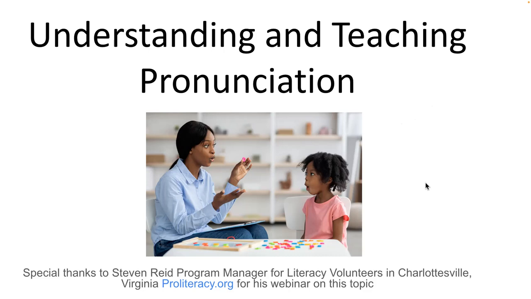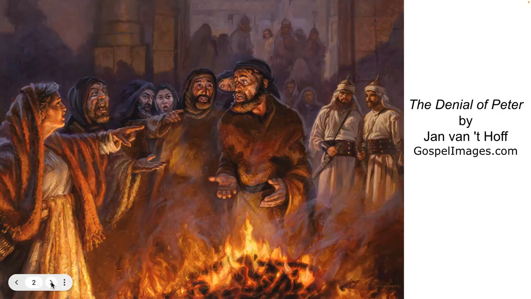And that's one of the techniques we're going to be talking about doing today, how we can model the correct way of moving our lips and mouths and vocal apparatus to make these sounds, but also just understanding what pronunciation is, and some tips and tricks for teaching it.